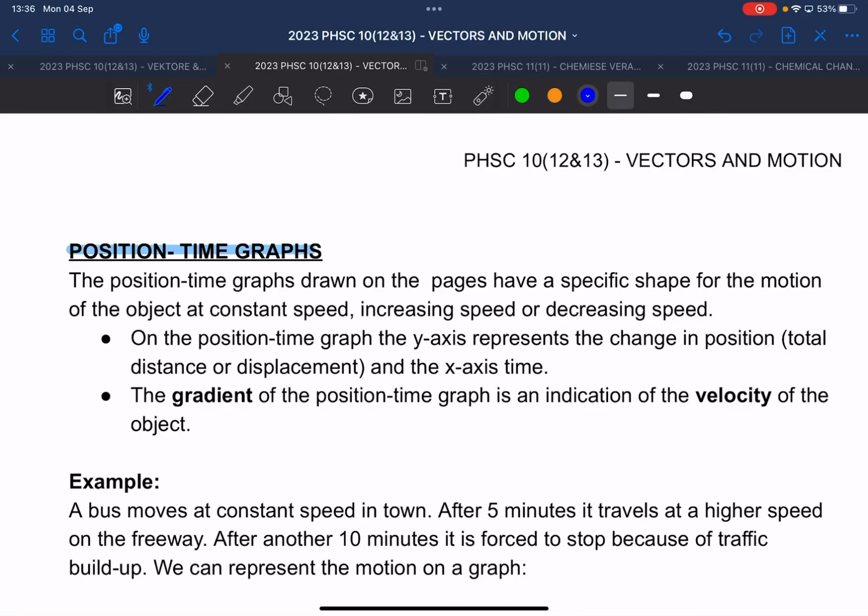graph. It's always y versus x. Okay? So if I give you a position-time graph, then it means the position is on the y-axis and on the x-axis I have time.